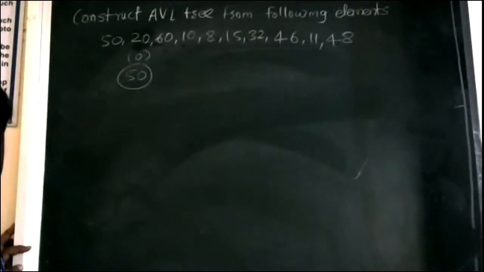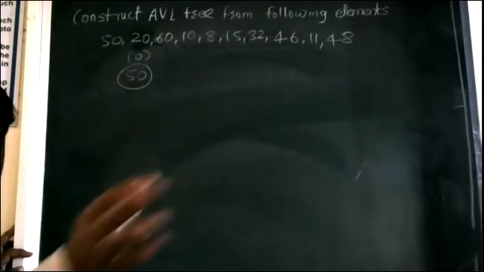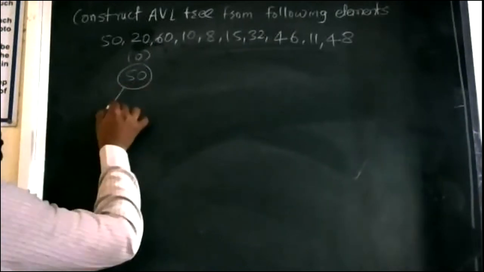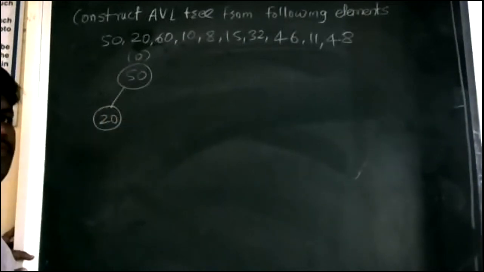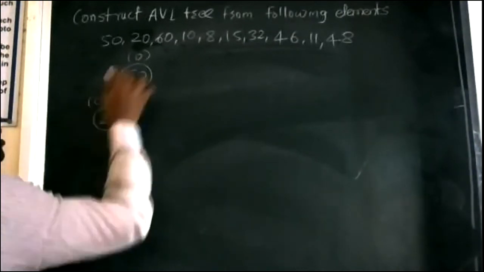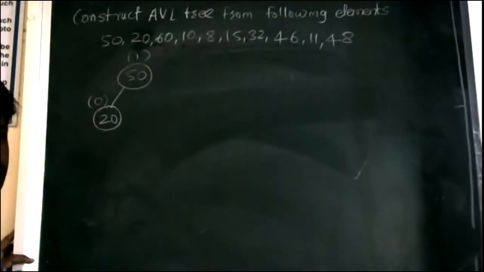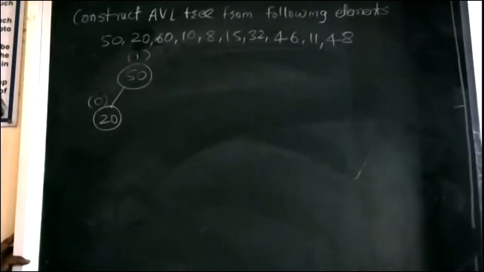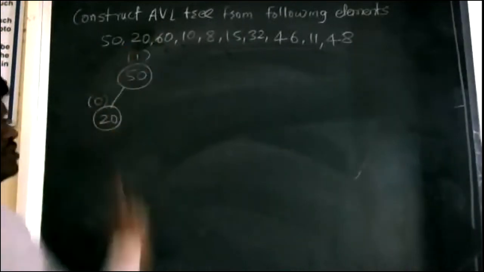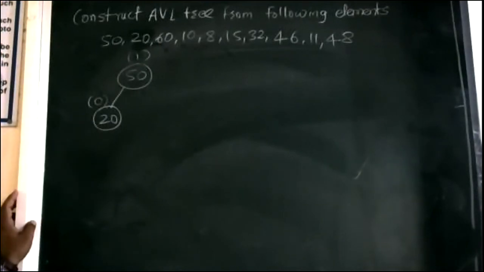Next, 20. So where to insert 20, at left or at right? Left. What is the balance factor of 20 now? 0. Now what is the balance factor of 50? 1. Is it necessary to do the rotation here? No, sir. Now next, third, 60. Now I am expecting the answer from your side.